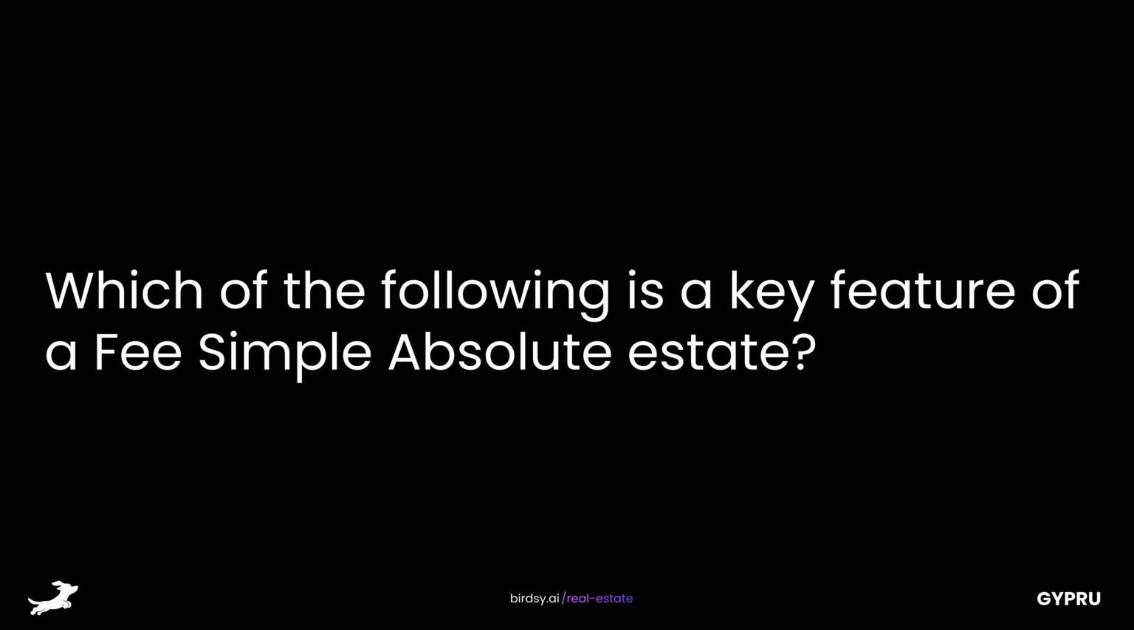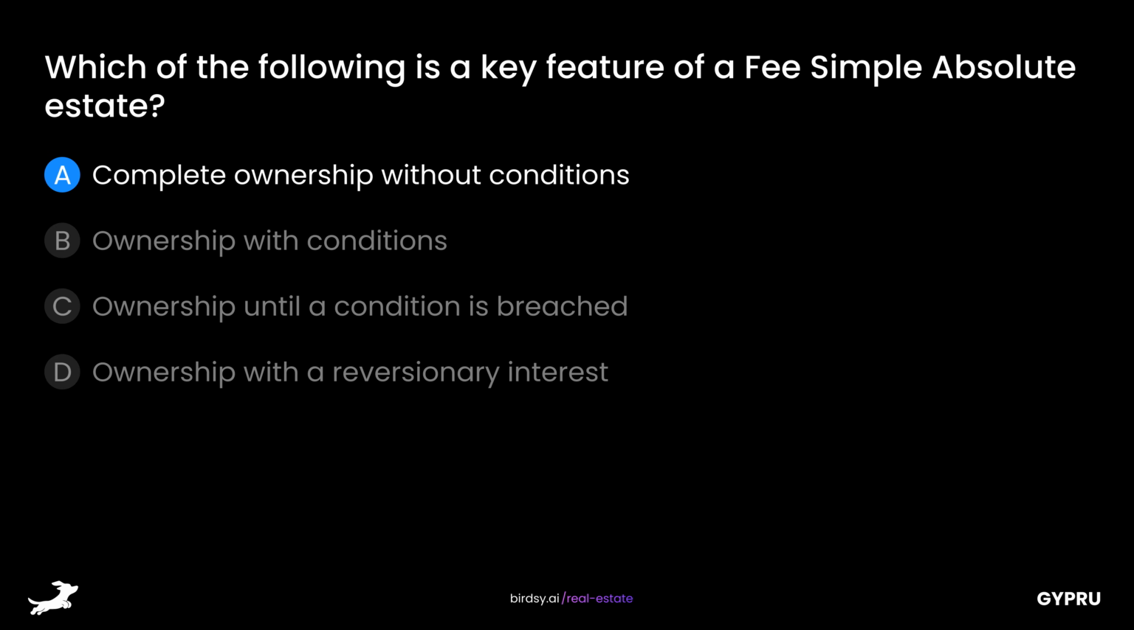Which of the following is a key feature of a fee simple absolute estate? Is it A, complete ownership without conditions? B, ownership with conditions? C, ownership until a condition is breached? Or D, ownership with a reversionary interest? The answer is A, complete ownership without conditions.